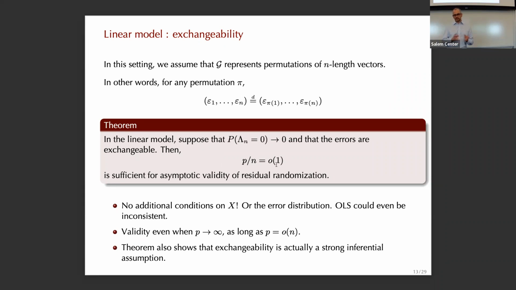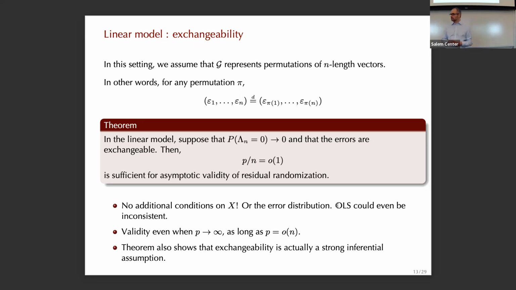Over these three years, I've been reducing those conditions, and I was really excited that it ended up in that. This is a relatively new result, which made me happy because it shows so many different aspects of the benefits of this. First of all, clearly you see there are no conditions on X. There are no conditions on the error distribution, and OLS could even be inconsistent.